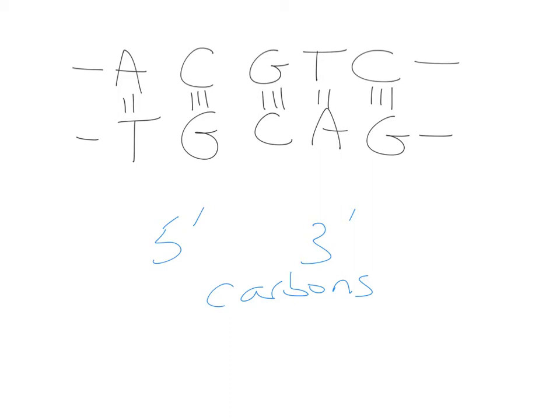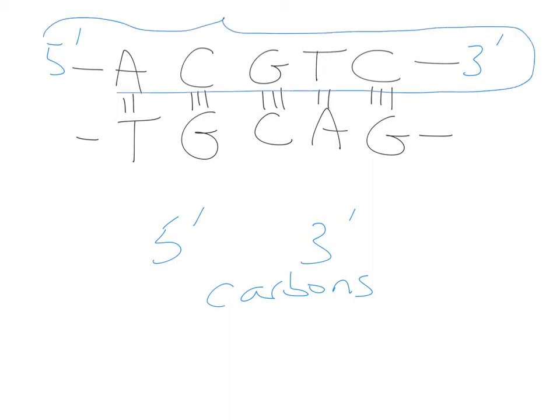But in this case, the definition of antiparallel structure is that the 5' carbon is at one end of a DNA strand, and a 3' carbon is always at the other end of the same strand. So in blue here, that's one strand. It's definitely going to have a 5' carbon at one end and a 3' carbon at the other. So the question about antiparallel structure is what?